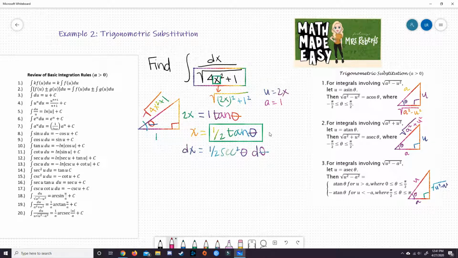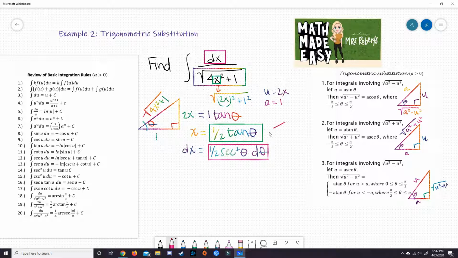Now we would replace all of our dx's with this. The other thing that we know is that the square root of a squared plus u squared equals a secant of theta. And so that means we can actually replace this whole denominator with just a secant of theta. So let's go ahead and do that.